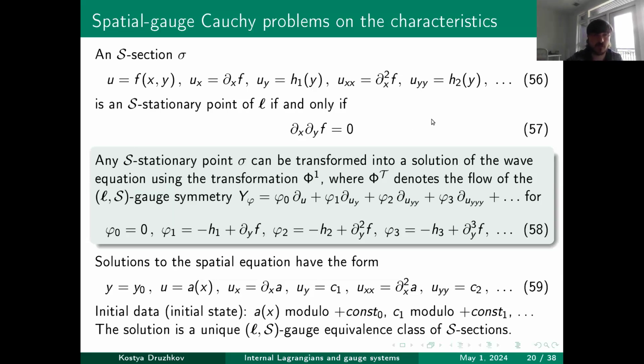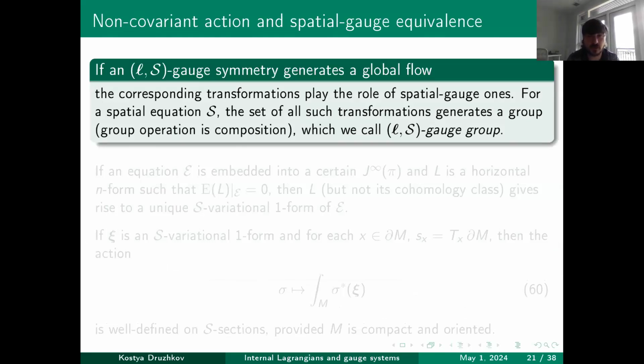So let's go further. We need to define LS gauge equivalence now. If an LS gauge symmetry generates a global flow on our equation manifold, then the corresponding transformations play the role of spatial gauge ones in the sense of the previous slide. And for a given spatial equation S, the set of all such transformations generates a group, which we call the LS gauge group. The group operation is just composition. So the whole set of such transformations that we obtain using the flows of LS gauge symmetries generates the corresponding LS gauge group.